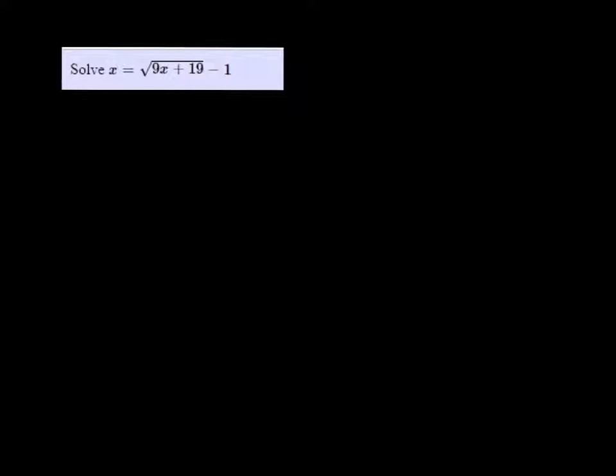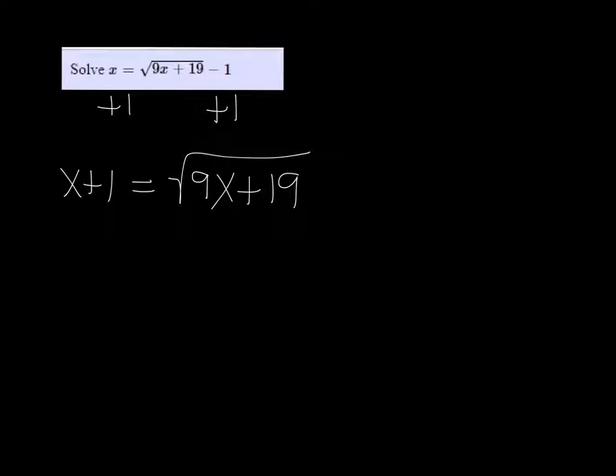So here we want to solve for x, and we have a radical here, so what do we want to do? We have x equals the square root of 9x plus 19 minus 1. We want to isolate that radical. So I'm going to add 1 to both sides, and I get x plus 1 is equal to the square root of 9x plus 19. Well, to get rid of the radical, we square both sides.